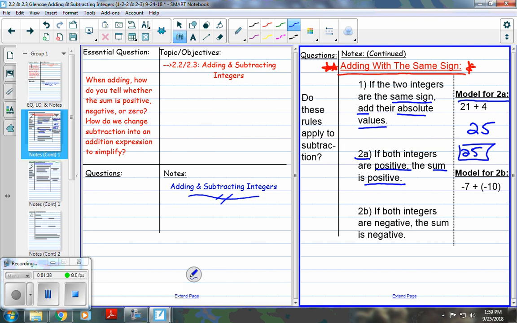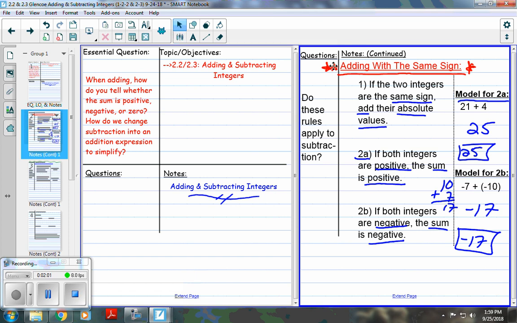If they're same signs, both being negative, you will add their absolute values, and the sum of them will be negative. So the absolute value of negative 7 is 7, and the absolute value of negative 10 is 10. So 10 plus 7 gets us 17. And then we need to keep that negative on there since they were both negative to begin with. So our answer is negative 17.